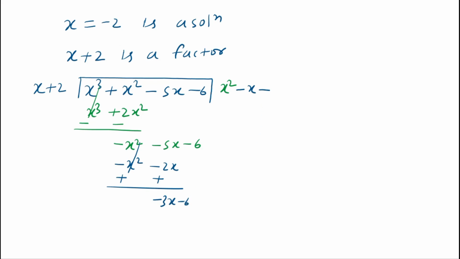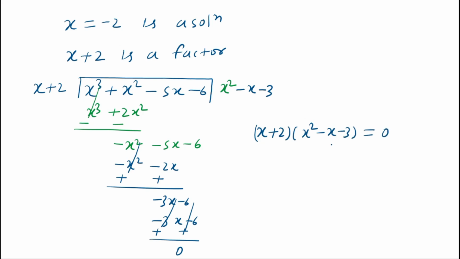Now if we take minus 3 times x plus 2, then you will get minus 3x minus 6. Here plus and here plus. This is negative and this is positive, cancel out. This is minus 6 and this is plus 6, both cancel out. Here the remainder is 0. So the factorization of this cubic equation is x plus 2 times x square minus x minus 3, and this equals 0.